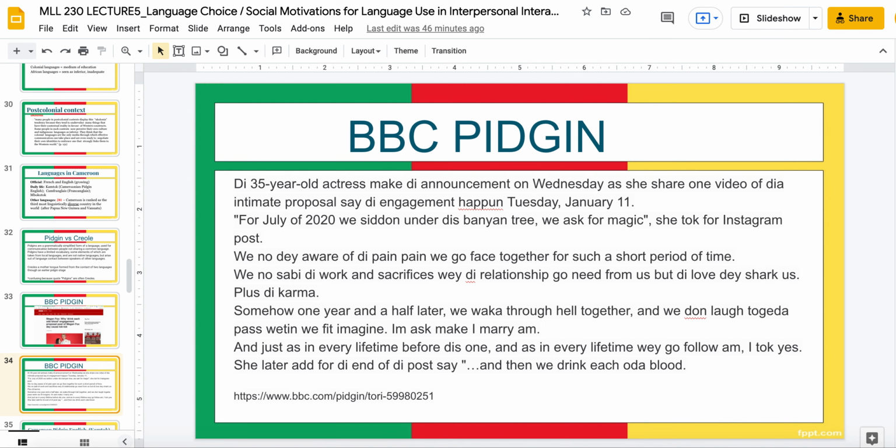And so, yeah, you can actually read the story, right? I put the link here. The 35-year-old actress made the announcement on Wednesday as she shared one video of their intimate proposal, say the engagement happened Tuesday, January 11th. For July of 2020, we sat down under this banyan tree. We asked for magic, she talked for Instagram posts. We know they aware of the pain we go face together for such a short period of time.